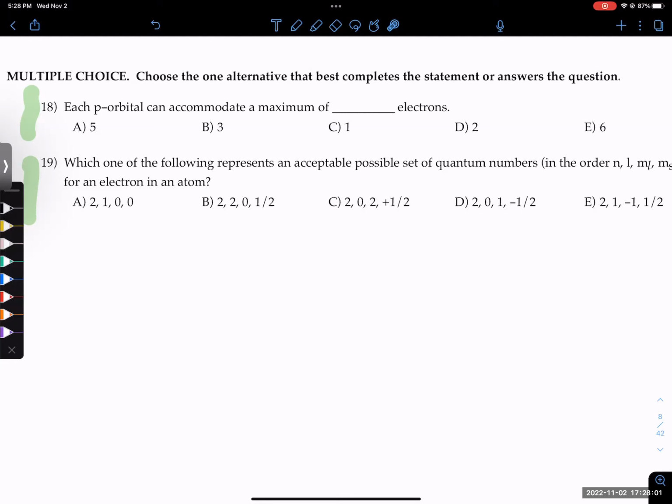Can I pick on you? Okay, so if you didn't know how to approach this, you can just say, what is the L value for p orbitals?